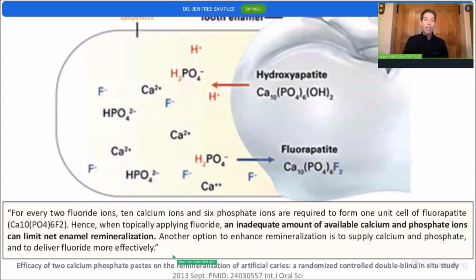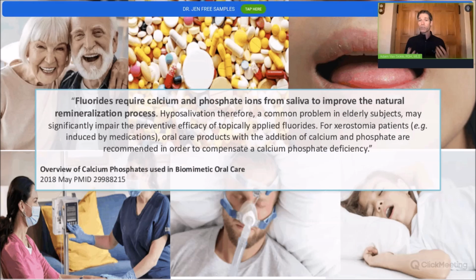Not only that, but in order to create remineralization, we're also dependent on that saliva. Fluoride is dependent on that saliva. This is a 2018 study also found on PubMed that says that fluorides require calcium and phosphate ions from saliva to improve the natural remineralization process. And then again, for xerostomia patients, oral care products with the addition of calcium and phosphate are recommended in order to compensate a calcium and phosphate deficiency.